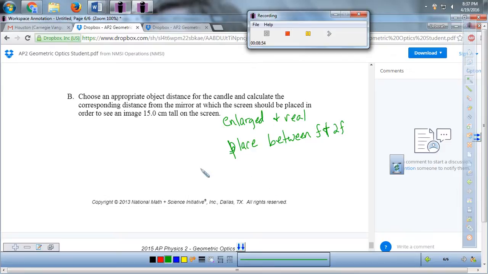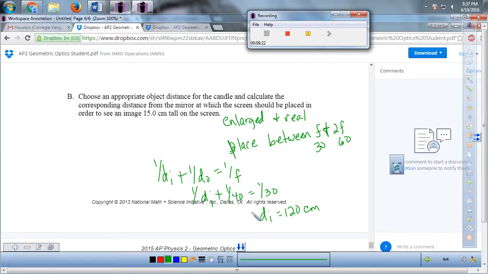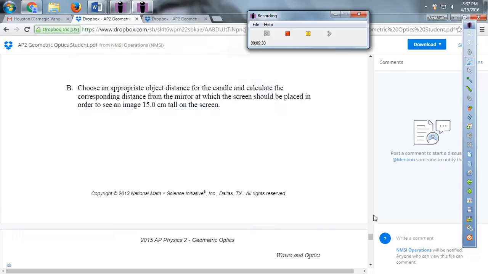All right. So then I said, well, 1 over di plus 1 over do equals 1 over F. And so I said that 1 over di plus 1 over do, well, I just picked 40 because I knew that was between 30 and 60, is equal to 1 over 30. And so when I did that, I got di to be 120 centimeters. Okay. All right. So we did that. Okay. Let's move on.